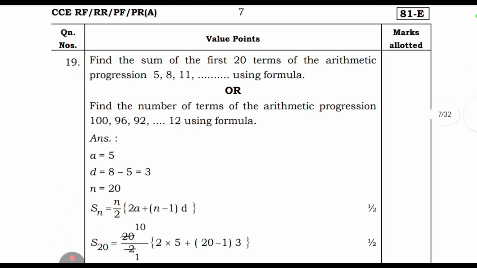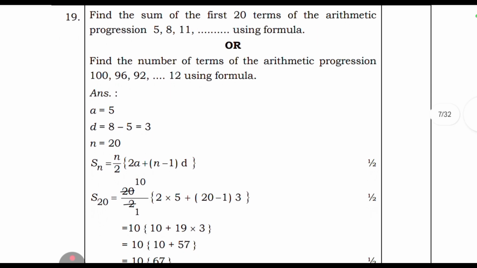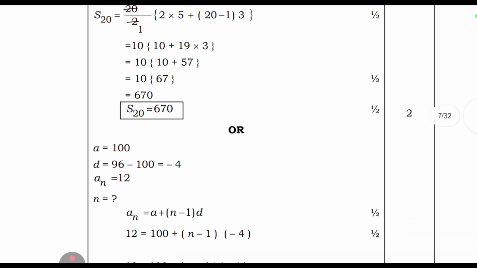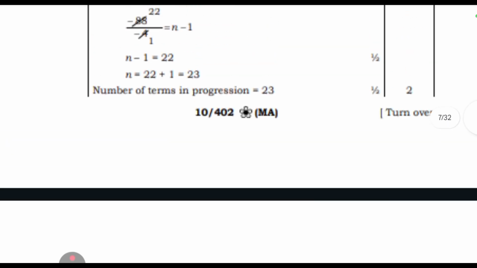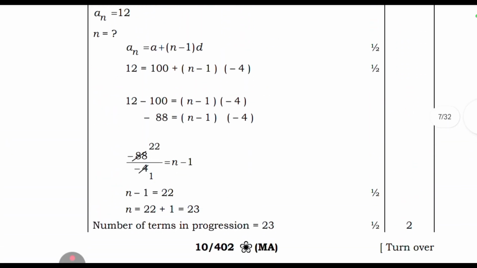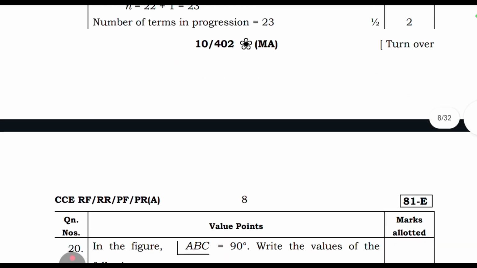Find the sum of the first 20 terms. This is a fixed question everywhere they have asked. You have to use the Sn formula because they have asked the sum. And find the number of terms of the arithmetic progression. Here you have to use the nth term formula because they have asked the number of terms. Yes, you can use the formula an is equal to a plus n minus 1 into d. So that's the answer, that is 23. The number of terms is 23.